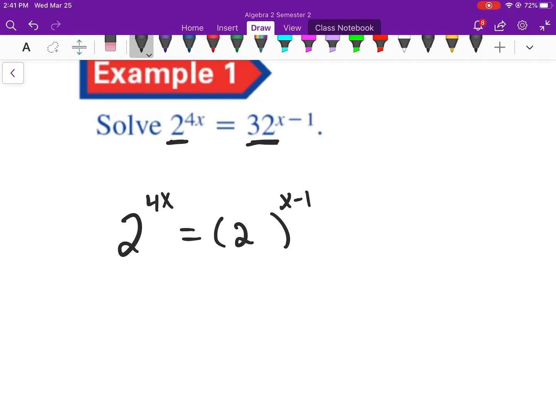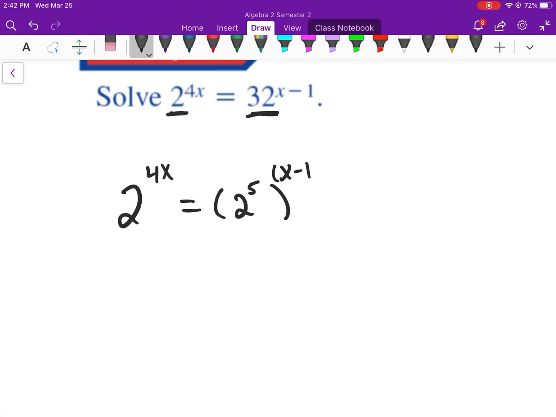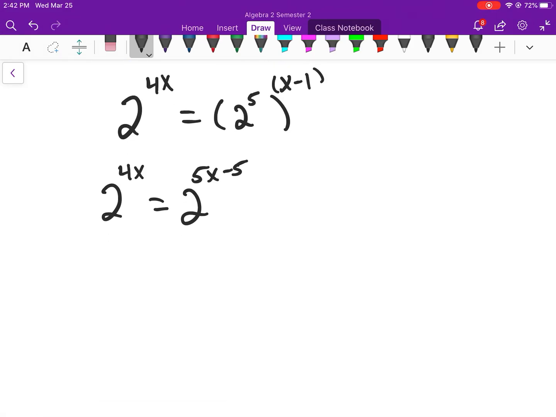Now, 2 squared is 4, 2 cubed is 8, 2 to the 4th is 16, 2 to the 5th is 32. Now we have a power to a power, meaning I can multiply those exponents. So 2 to the 4x is equal to 2 to the 5x minus 5. A common mistake that typically happens there is 5x minus 1. You need to remember to distribute the 5 throughout the whole x minus 1.